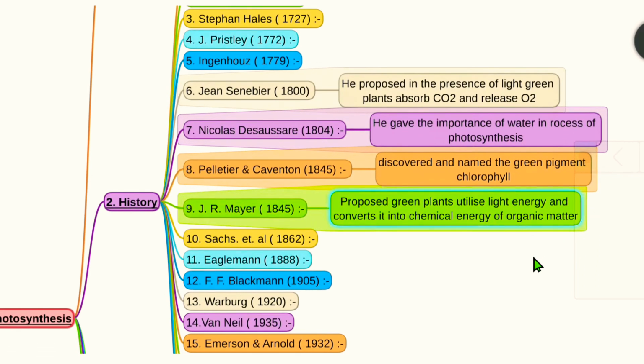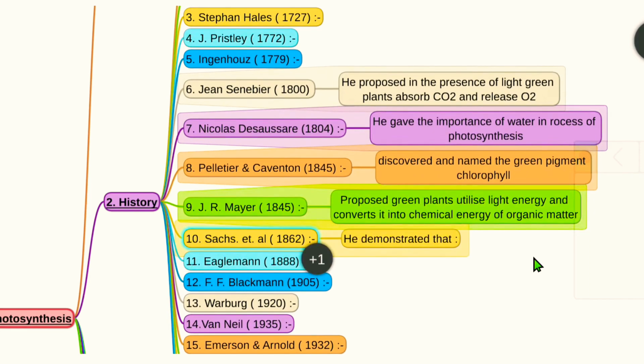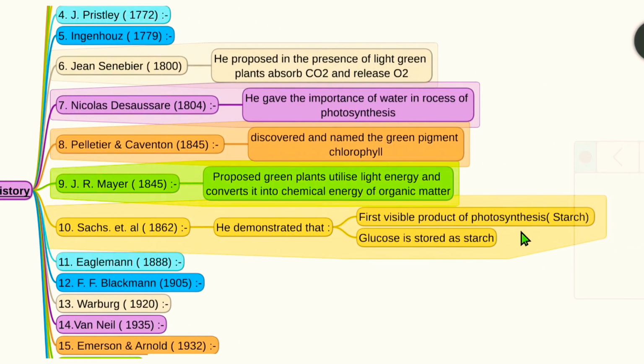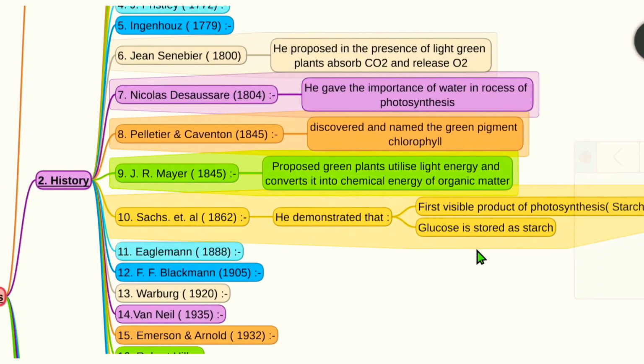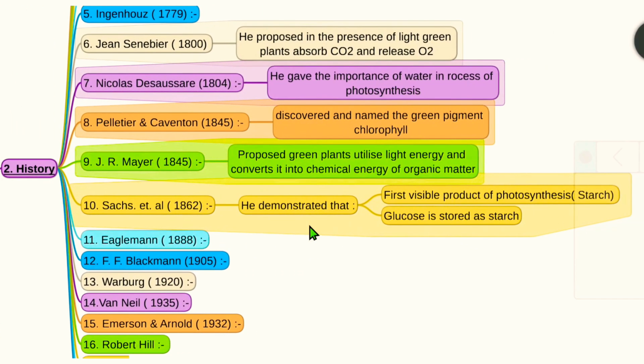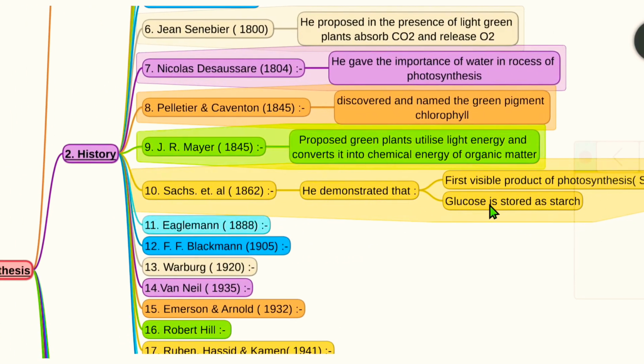To the next one, Sachs. He demonstrated that the first visible product of photosynthesis is glucose, which is stored in the form of starch. This is the very nice contribution of Sachs: the first visible product of photosynthesis.